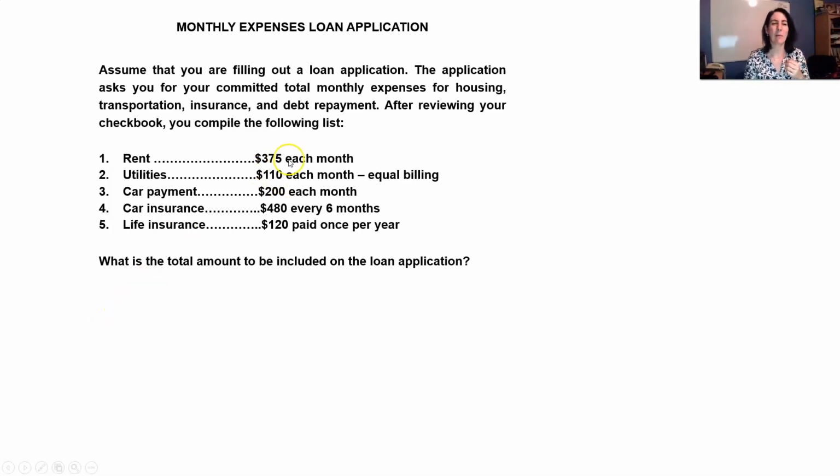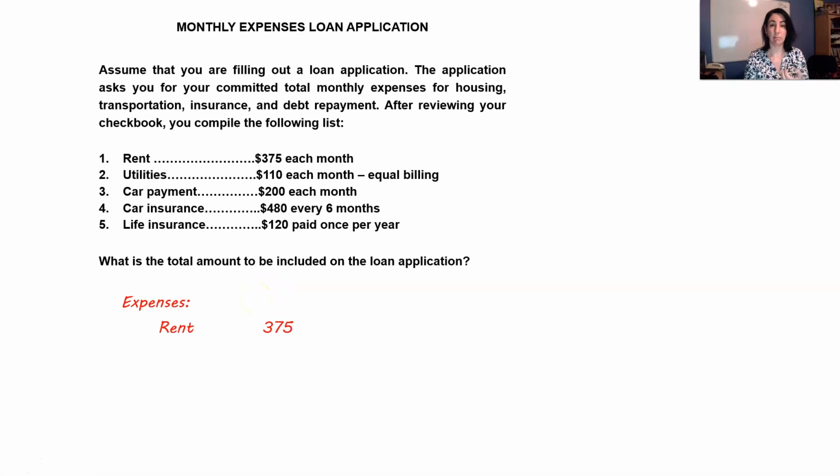All right, here we go. We've got rent $375, utilities $110 each month. Equal billing means you get the same bill every month all year long. Car payment $200, car insurance $480 over 6 months, life insurance $120 once a year. So if a bank were to ask you what your monthly expenses are, right?